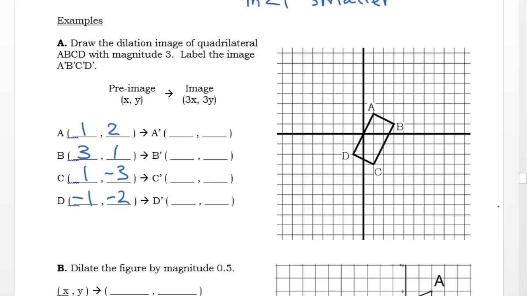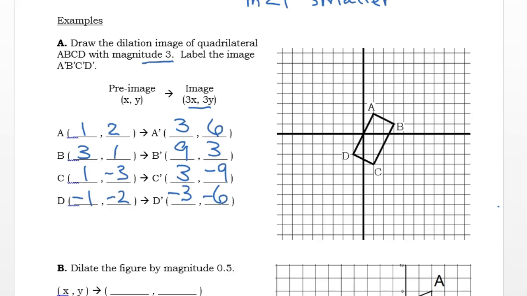To perform a dilation, what we do is multiply every one of those coordinates. Since we're dilating by the magnitude 3, we're going to multiply everything by the number 3. So 1 times 3, 2 times 3, 3 times 3, 1 times 3, 1 times 3, negative 3 times 3, negative 1 times 3, and negative 2 times 3. If we multiply all of those together, then we can plot all those points.